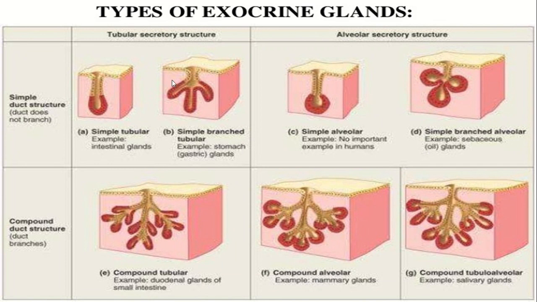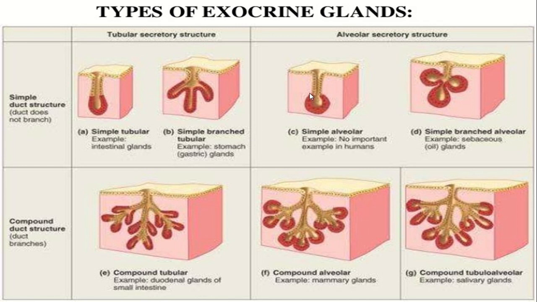chart of the types of exocrine glands, that are the tubular secretory structure and alveolar secretory structure. Simple duct structure and compound duct structure. Simple means that it does not have branches. Compound means that it has branches. So as you see, there is simple tubular, simple branched tubular, simple alveolar, simple branched alveolar. Simple tubular is present in intestinal glands, simple in tube form. Simple branched tubular, example stomach gastric gland. You can see the branches are not very visible. That is the simple branched tubular.